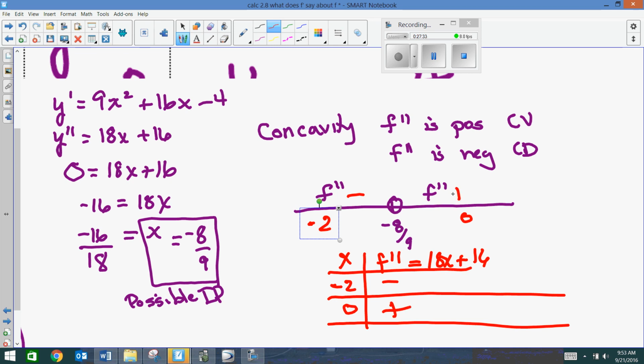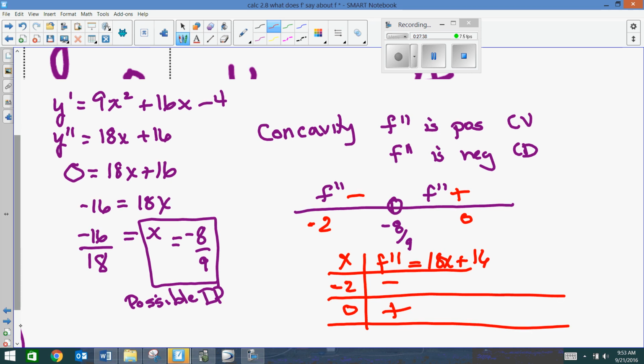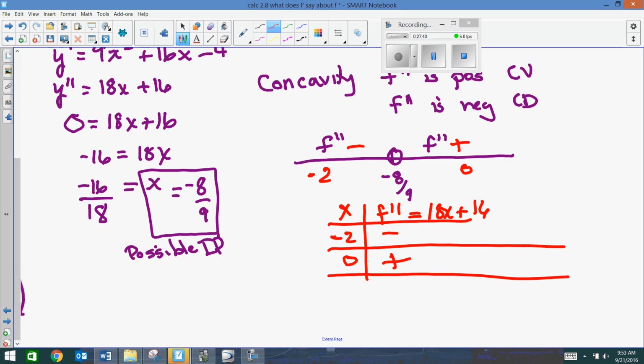All right, so now we have concave up and concave down. Concave up, back to my blue pen, is where it's positive, so that would be negative 8/9 to the rest. And concave down would be where f double prime is negative, which would be negative infinity to negative 8/9. All right, go ahead and put it in your calculator.